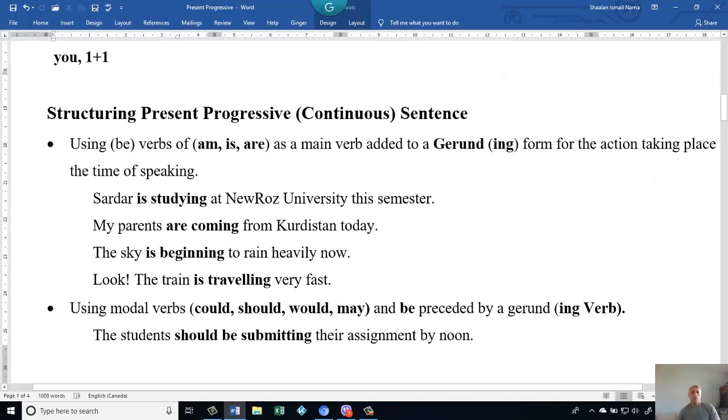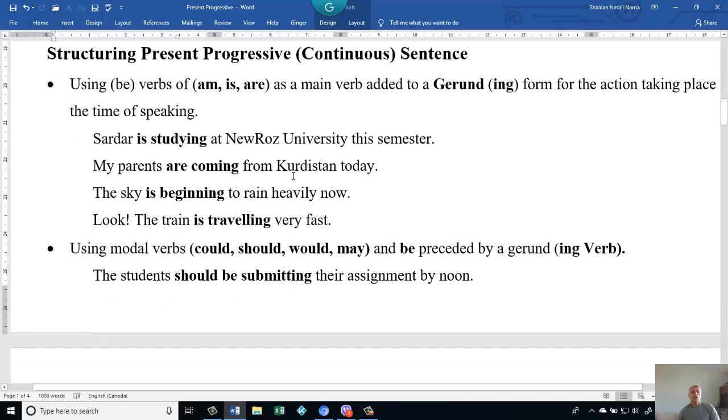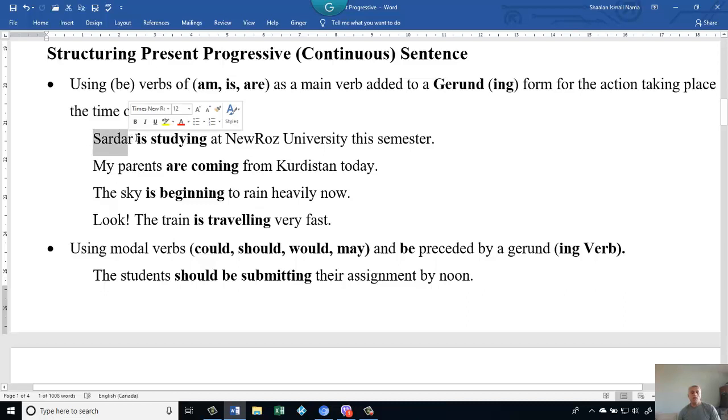How do we structure present progressive sentences? Using be verbs of am, is, or are as a main verb, added to a gerund, sometimes we call it a verb with ing form, for the action taking place at the time of speaking. For example, Serdar is studying at Nowruz University this semester. Here we have a subject, we have the be verb is, then we have the verb with ing form, or gerund.